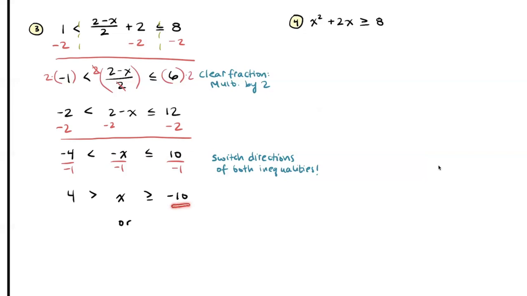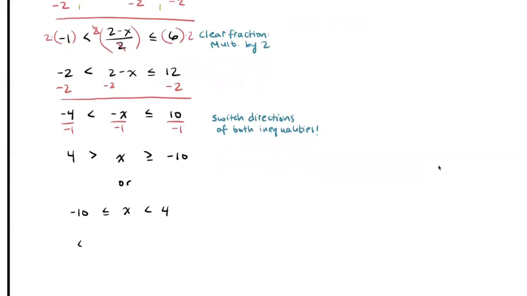So we'll say -10. This will just change its direction. Then x. Then this will change its direction, and then 4. So we could say -10 is less than or equal to x is less than 4. All right, so this is all numbers between -10 and 4.